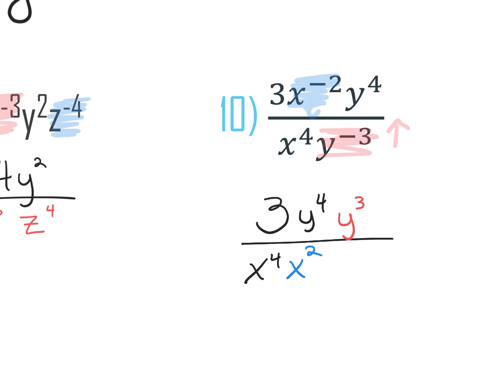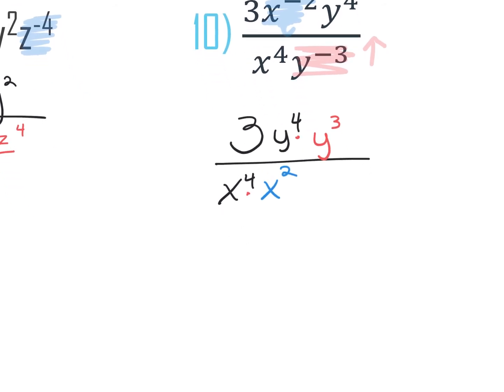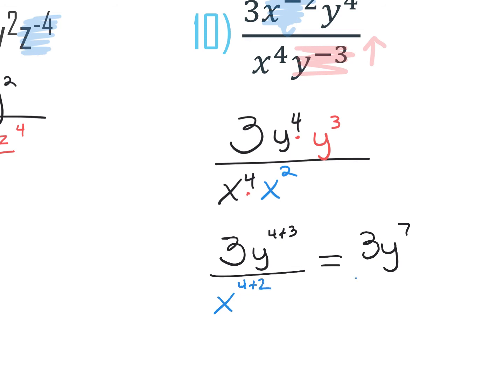Now that I've rearranged the negative exponents, I use my rule for multiplying. I'm going to multiply the two bases that are the same, the two y's. Remember, when you do that, you add the exponents. So this will become y to the 4 plus 3. So then this becomes 3y to the 7th. And then the denominator becomes x to the 4 plus 2, which is x to the 6th.